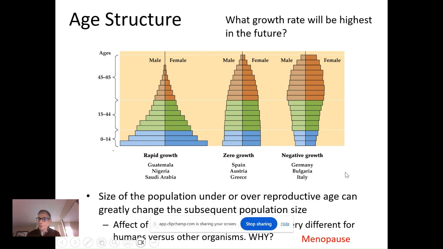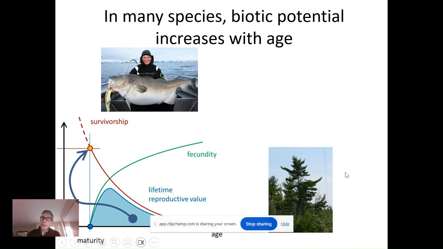What about other organisms? Well, actually, in most, your biotic potential, your capacity to produce offspring, goes up continuously with age. So this is a big Atlantic cod here. The bigger the cod gets, the more eggs it can have. And in fact, the more efficient it is at producing eggs. So bigger means better, and older means better because they carry on growing throughout their lives.